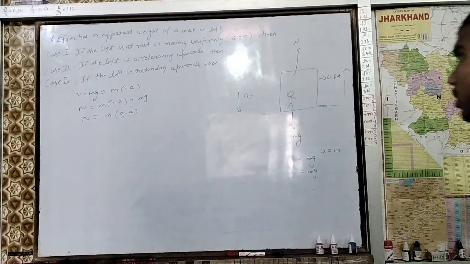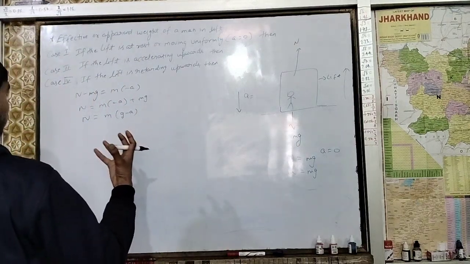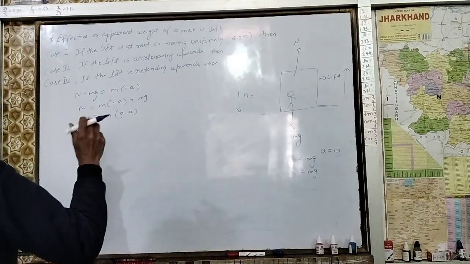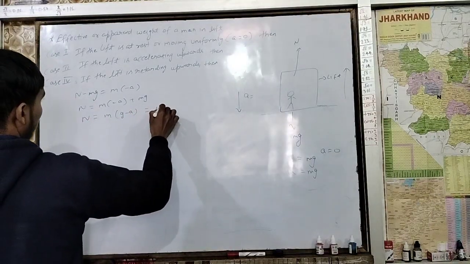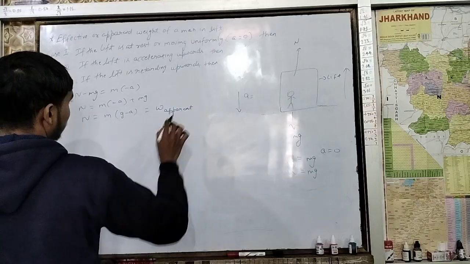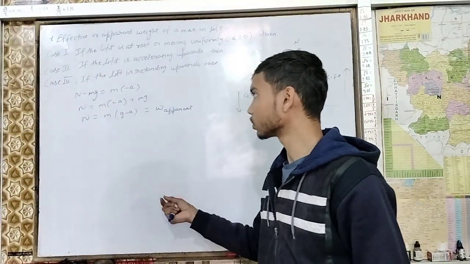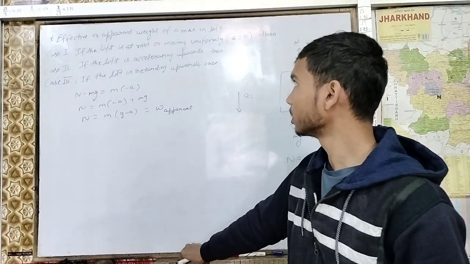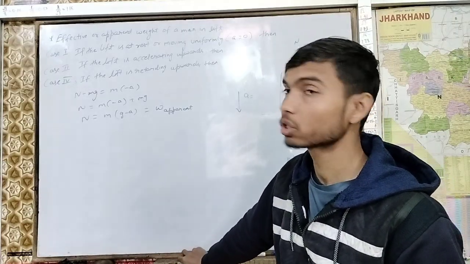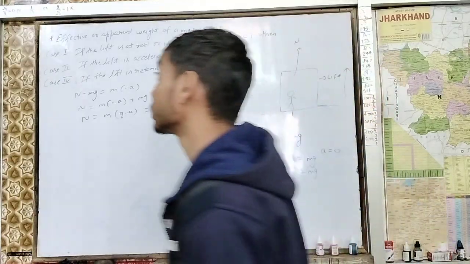Here try to understand, you will get less apparent weight, the exact effective weight, when there is retardation and the lift is going upward. Now the next case would be the lift going downward, but the acceleration is upward.